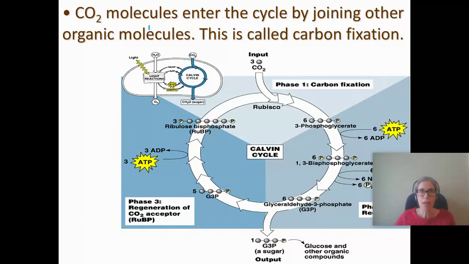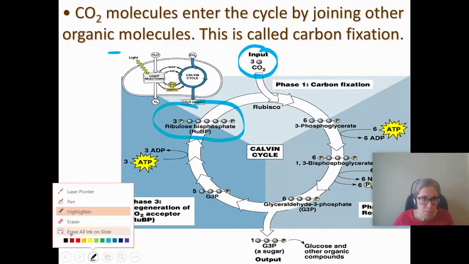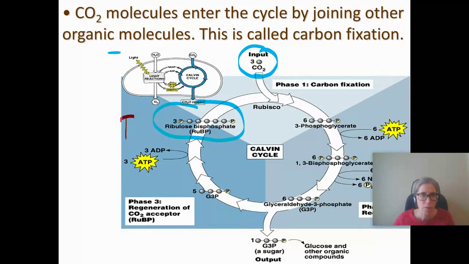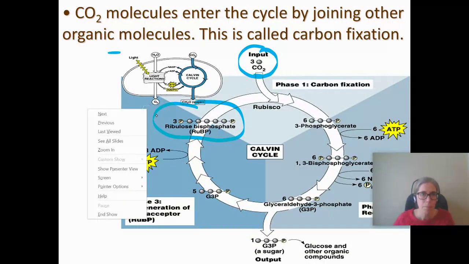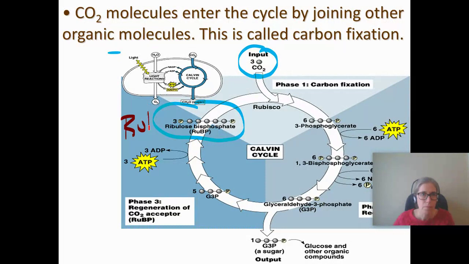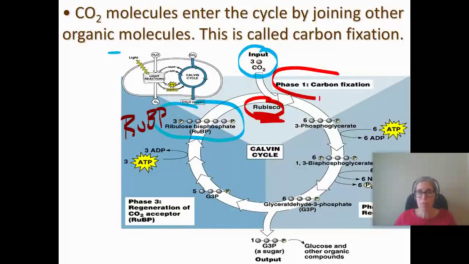Okay, so carbon dioxide molecules enter the cycle by joining other organic molecules. So that's right here. So carbon dioxide joins RuBP, which is this molecule. And there's an enzyme called Rubisco that does that. I do not need you to memorize every enzyme, but Rubisco is actually an important one. It's the thing that does carbon fixation.